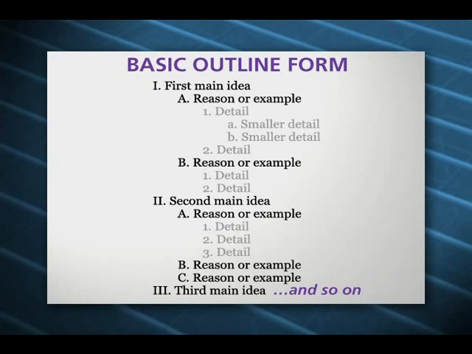Then you have under your main ideas your reasons or examples. They are denoted by capital letters, capital A, capital B, capital C, and so on. Under your reasons, you have your details. Those have regular numbers, 1, 2, 3, and so on. And those are followed by little a and little b. As you can see, an outline helps you organize your ideas by deciding which ideas are most important and which ideas belong together.